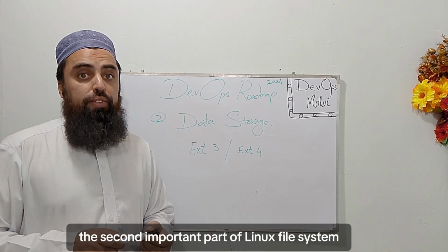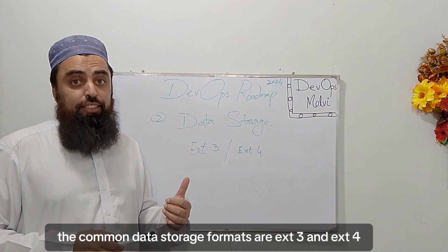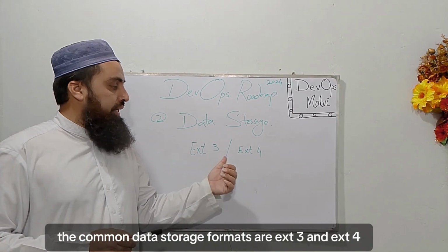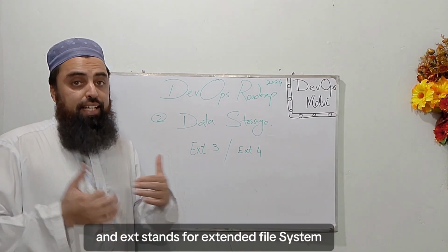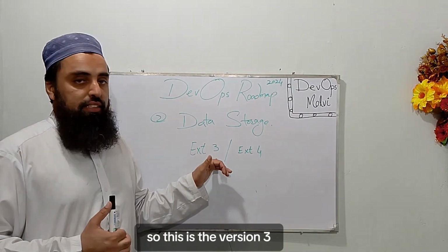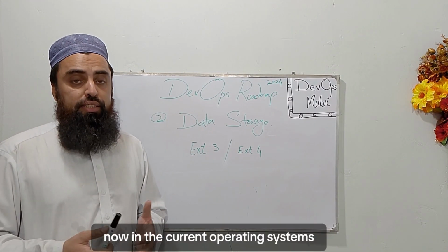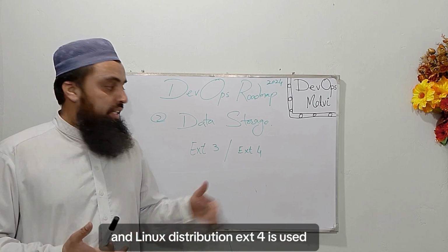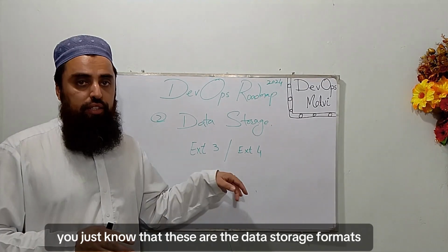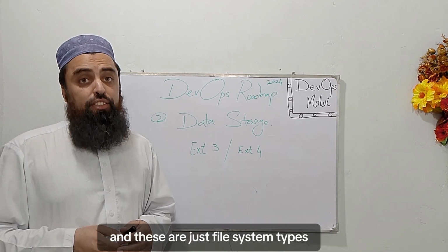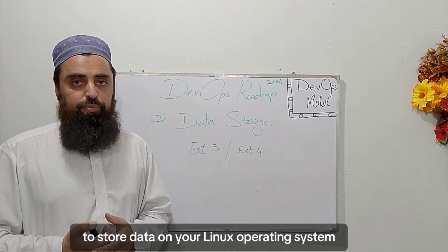The second important part of the Linux file system is how we store the data on our Linux server. The common data storage formats are ext3 and ext4. They are a bit different, and ext stands for extended file system. So this is version 3 and this is version 4. Now in the current operating systems and Linux distributions, ext4 is used. So as a beginner, you just need to know that these are the data storage formats, these are just file system types to store data on your Linux operating system.